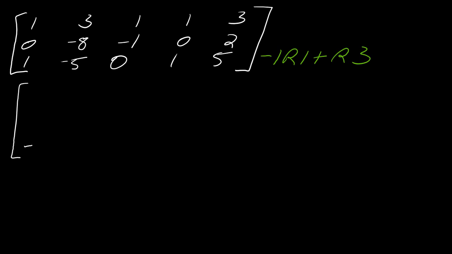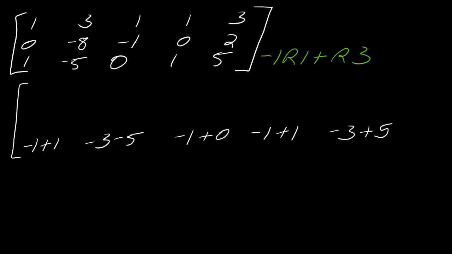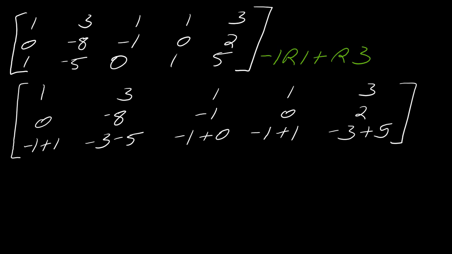So I'll just do it in the bottom. So this becomes -1 plus 1, -3 minus 5, -1 plus 0, -1 plus 1, and -3 plus 5. So I took every element here, made it negative, and then added it to the bottom row. So that is the process that we are using. And then I just fill everything else in.